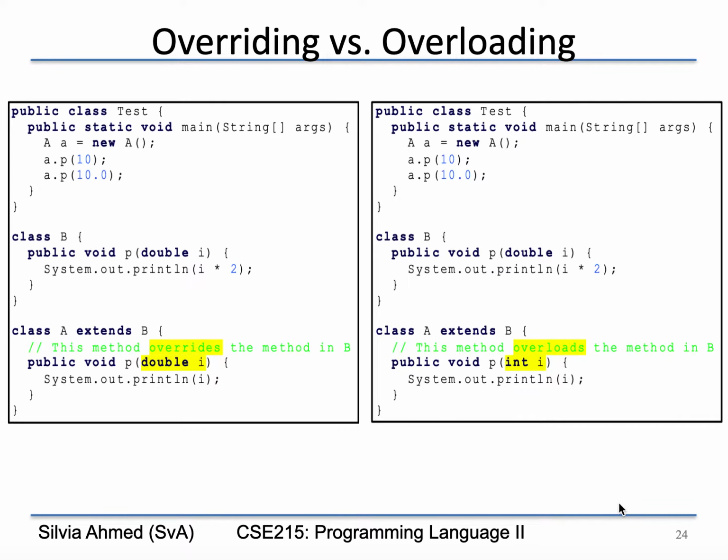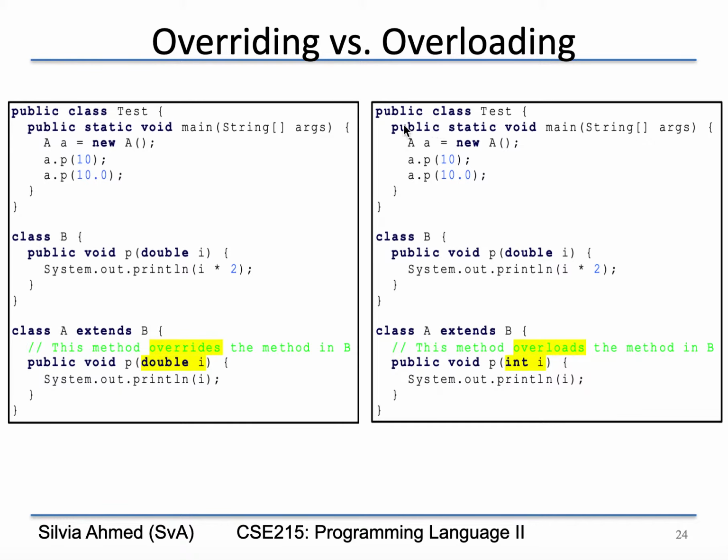Let us now look at the difference between method overriding and method overloading. Although they may sound slightly similar when you pronounce them, they're two completely different things. So first, let's look at an example of overloading.